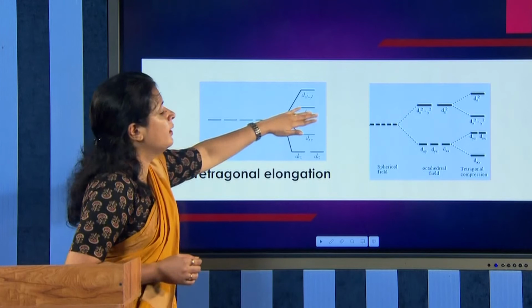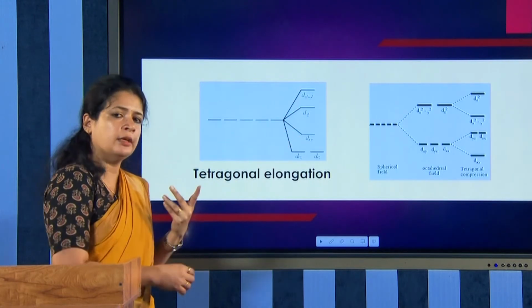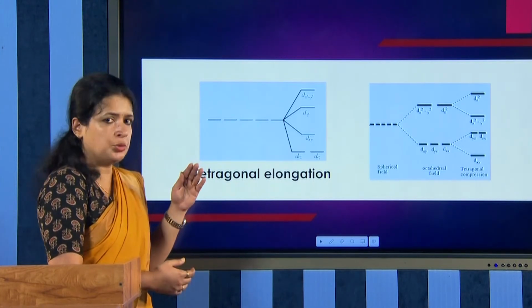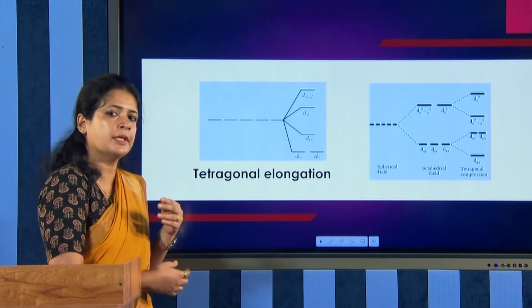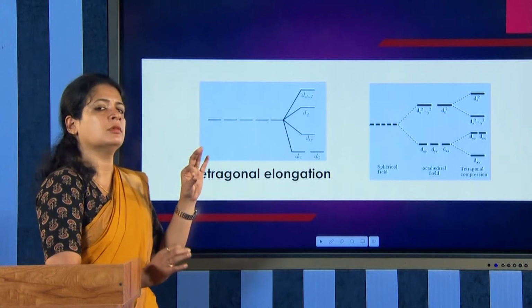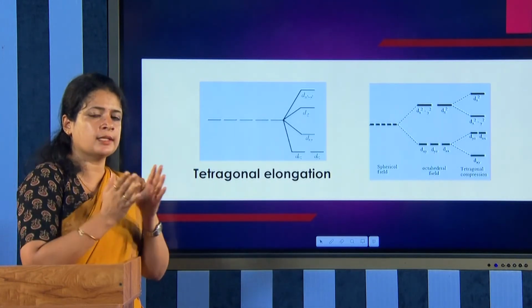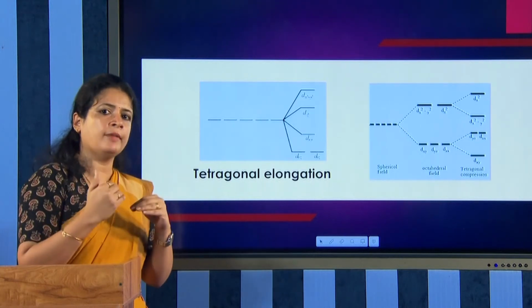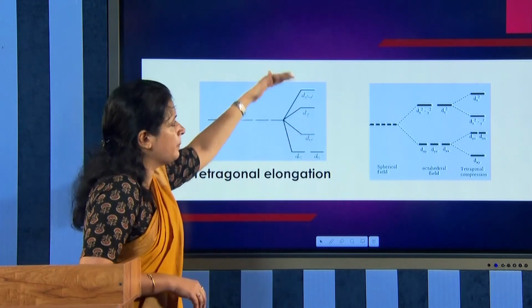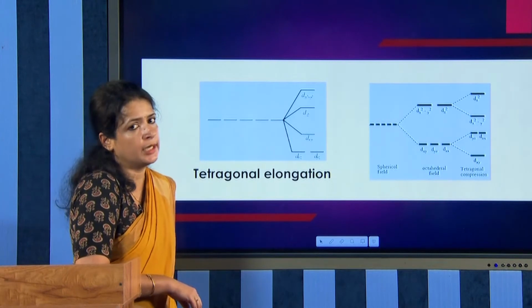Now coming to the EG orbitals. In the EG orbitals we have 2 d orbitals, that is dx square minus y square and dz square, and among these 2, the one having a z component is dz square. And I have already told that the orbitals which are lying along the z-axis will be lowered. In the case of the elongation, they will be having a lower energy. That is why dz square is occupying a lower energy when compared to dx square minus y square, and this is the case of splitting in tetragonal elongation.